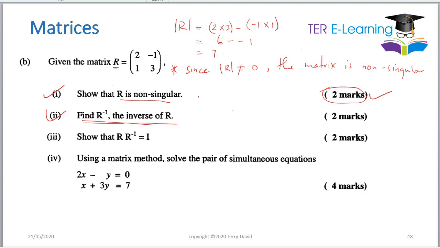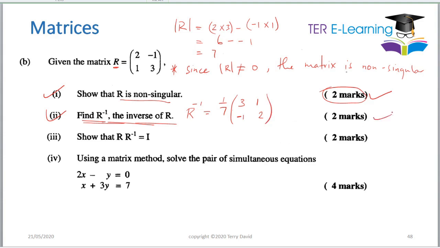Alright, so you want to find the inverse. This shouldn't take you too long actually. So the inverse, R inverse, remember it's 1 over the determinant. So it's 1 over 7 multiplied by the adjoint of the matrix. So you're going to swap the positions of the 3 and the 2. So 3 and 2, that's the first thing I'm going to do. I'm going to put a minus sign here. So this will become 1, and then this will become minus 1. So this is my inverse here.